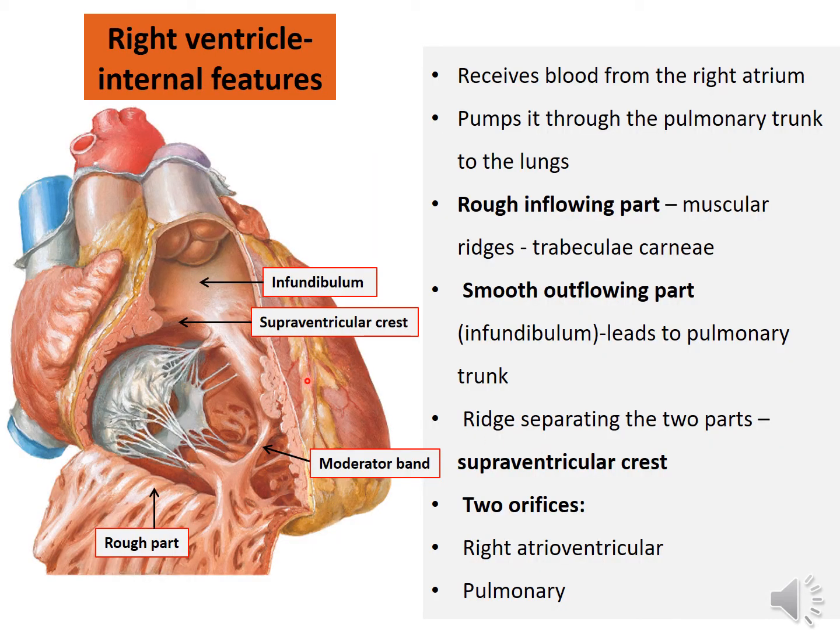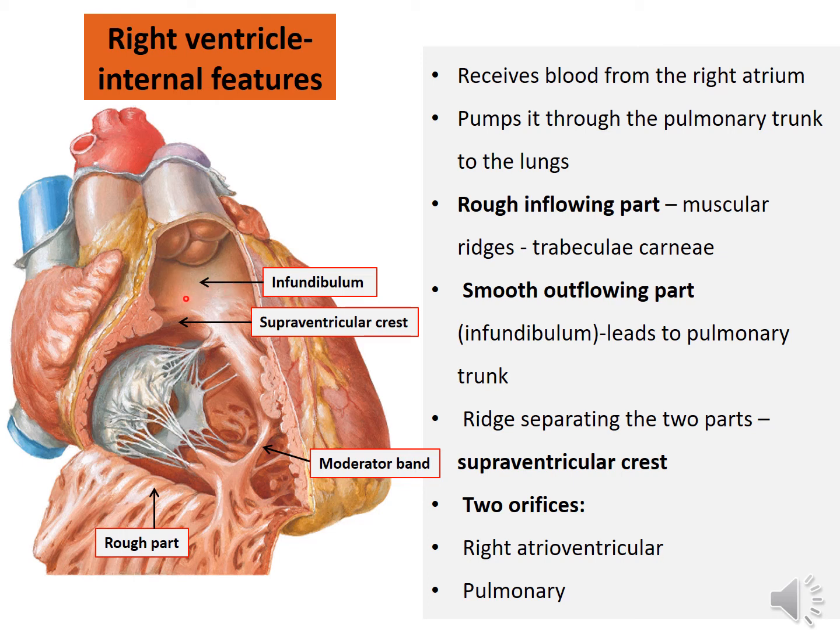We discuss the interior of the right ventricle. Briefly, the right ventricle receives the blood from the right atrium through the right atrioventricular orifice, which is guarded by the tricuspid valve. Then it pumps the blood through the pulmonary trunk finally to the lungs. It consists of two parts. The inflowing part, where it receives the blood from the right atrium, which is rough, that is why it is called rough inflowing part, and the upper part, which will lead into the pulmonary trunk, is called smooth outflow part.